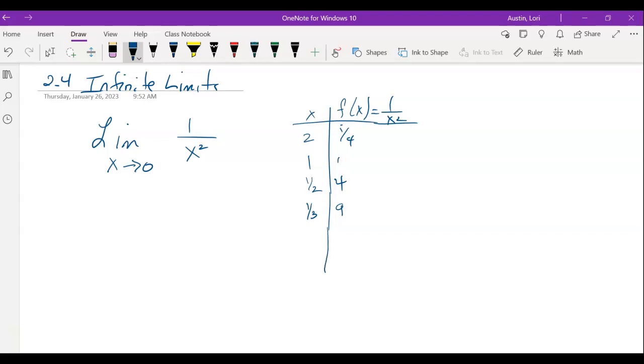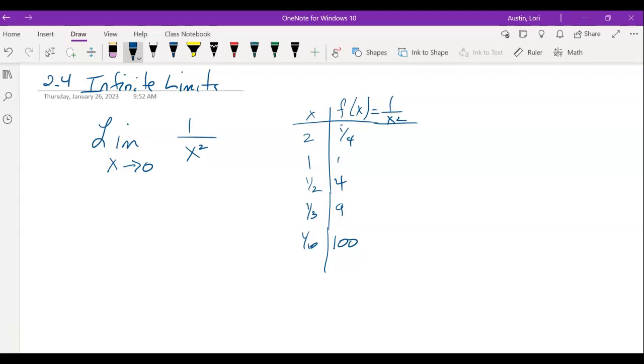Let's jump up and get really close. So let's go to 1/10. What's 1 over 1/10 squared? 100. In fact, the smaller and smaller I get, what's going to happen to this set of numbers? It's going to get bigger and bigger and bigger. Does everybody see that?